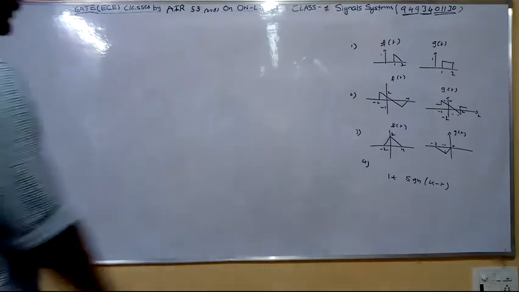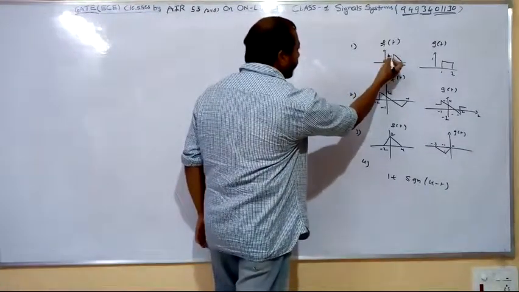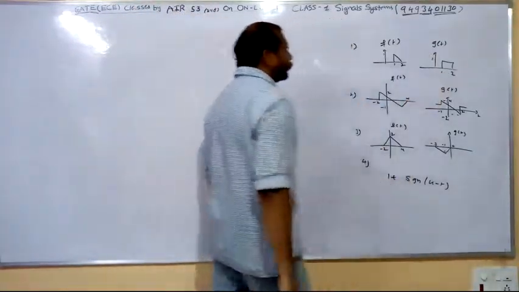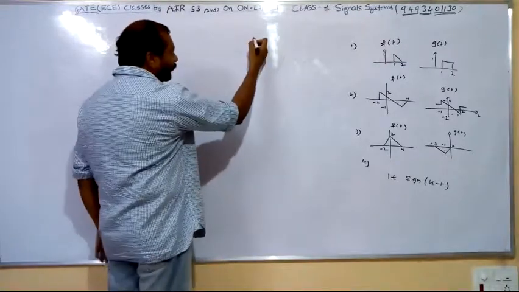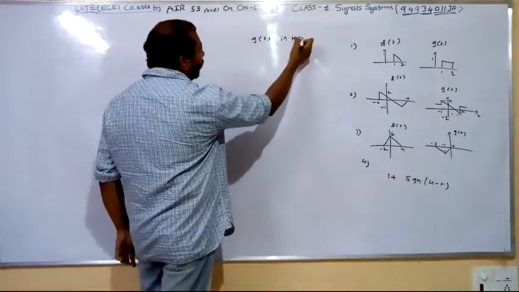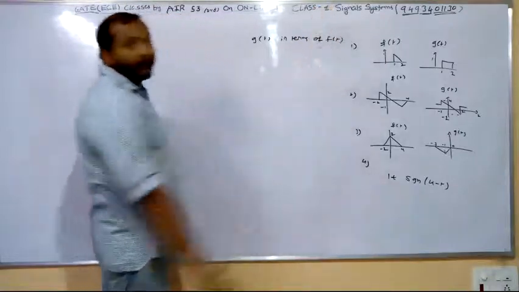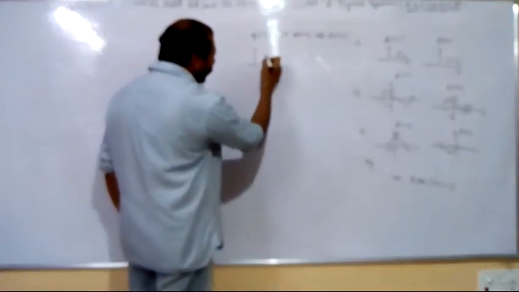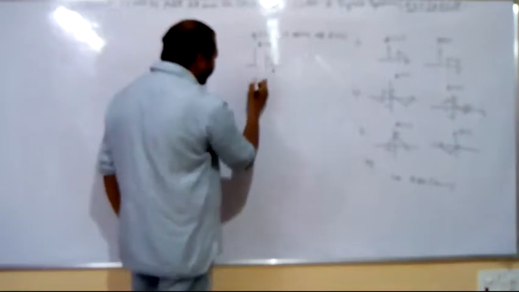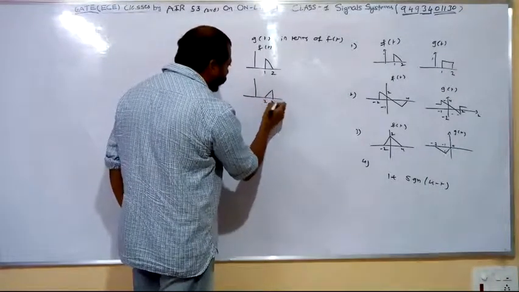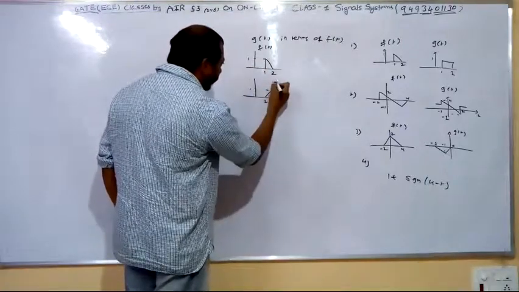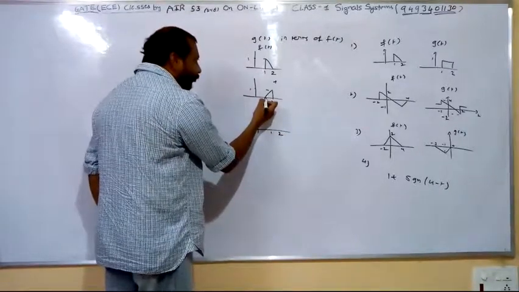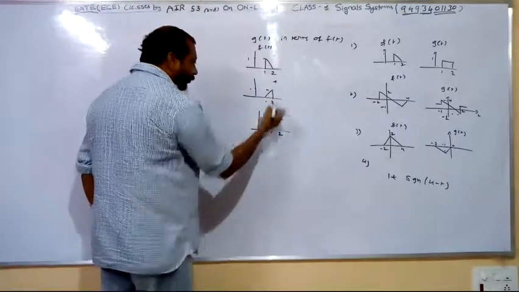Now the given signal f of t is like this, just from 1 to 2, with amplitude equal to 1, and the corresponding g of t is the rectangular pulse in 1 to 2. The question is to represent g of t in terms of f of t. If you develop one signal like this in 1 to 2, with the corresponding amplitude equal to 1, then by adding these two signals, the corresponding amplitude is equal to 0, and here the amplitude is equal to 1.